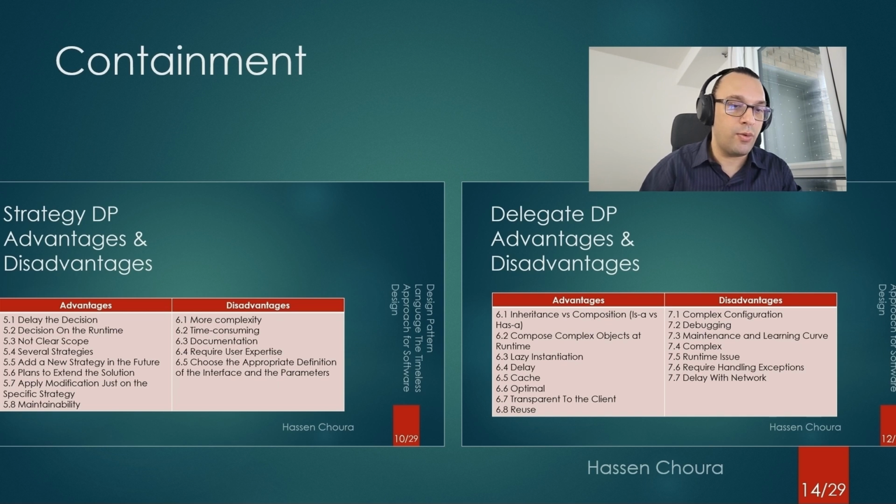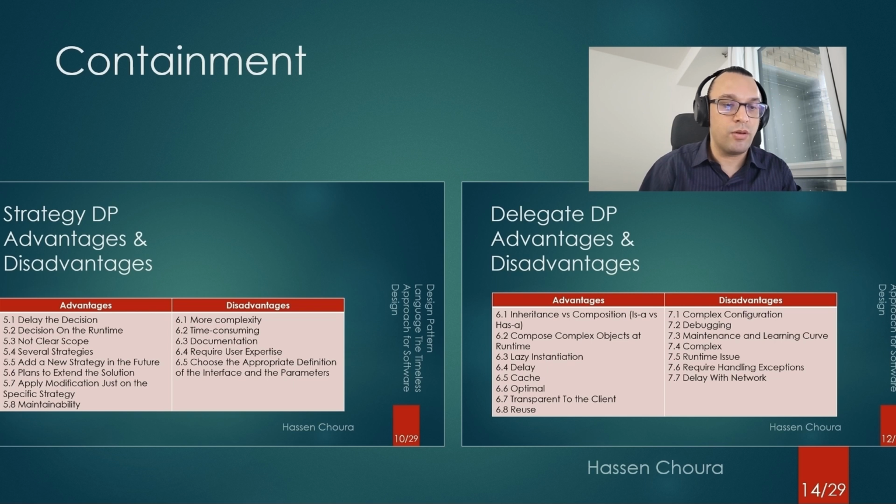In this case, using the delegate design pattern, I will be able to delay the decision, since delaying the decision is the most appropriate decision in some cases. Also, using the delegate design pattern will allow me to make those decisions at runtime. Moreover, I will be able to support those non-clear scopes, since I will rely on a delegate layer or delegate node.